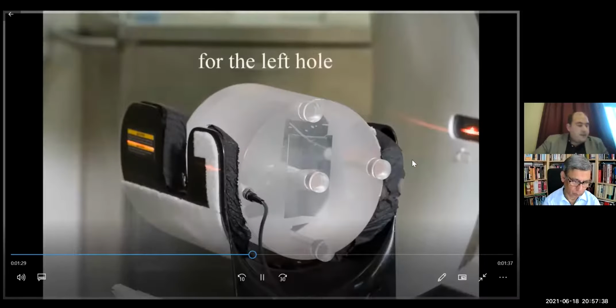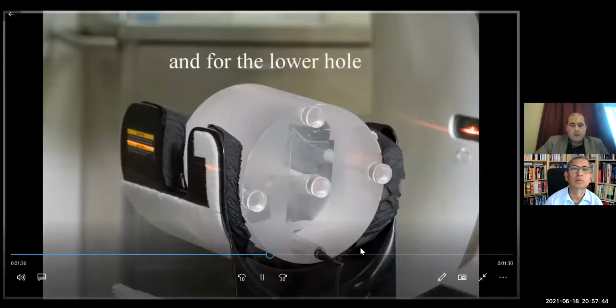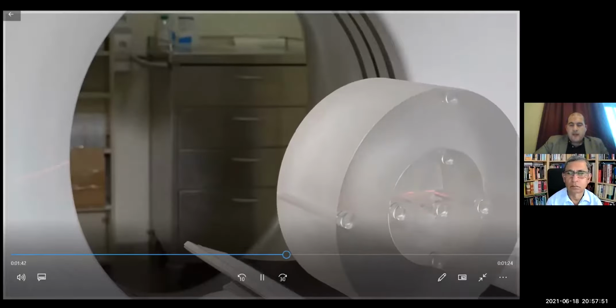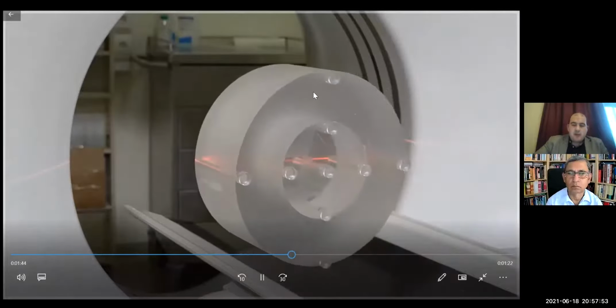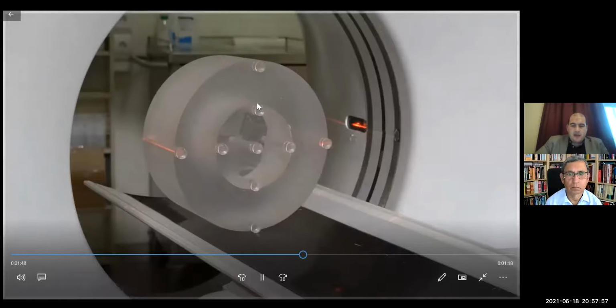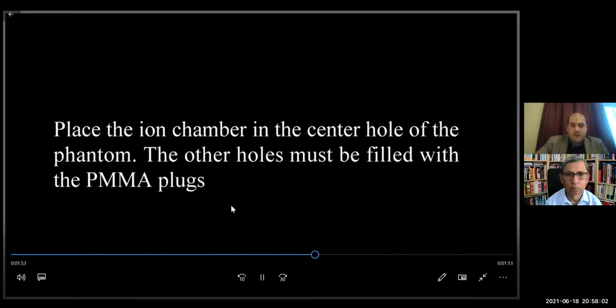Okay, here we are repeating the measurements for the left hole, for the right hole, for the lower hole, okay? Now we are using the body phantom. We did our measurements for 16 centimeter. Here we are using the body phantom, okay? And also we can place the ionization chamber at the center hole and repeat.